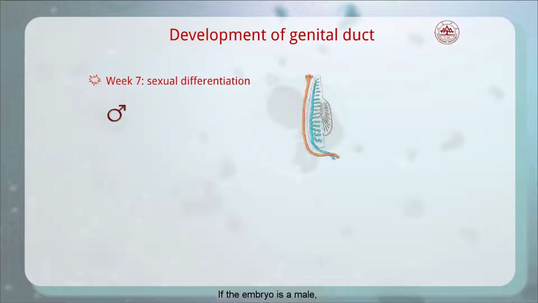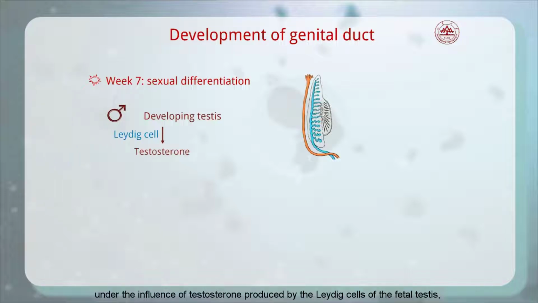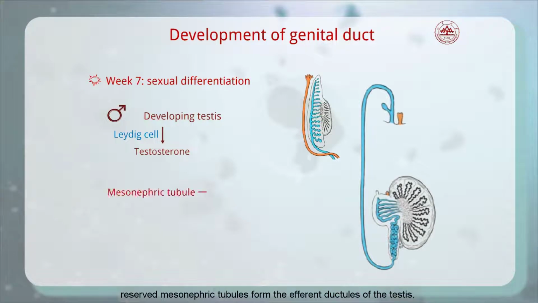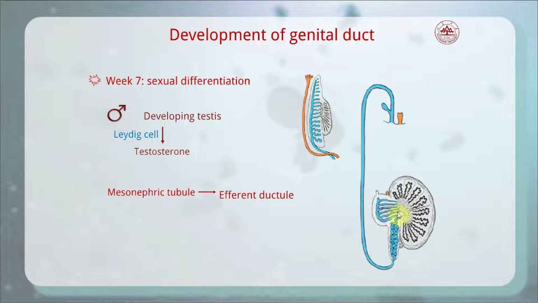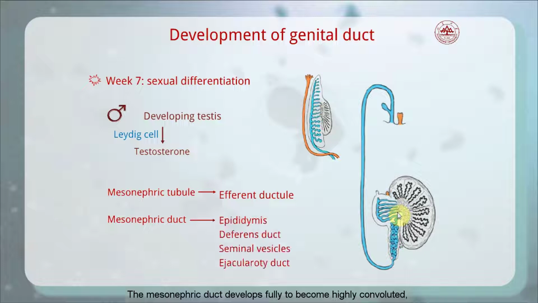If the embryo is male, under the influence of the testosterone produced by Leydig cells of the fetal testes, the retained mesonephric tubules form the efferent ductules of the testes. The mesonephric duct develops fully to become highly convoluted, forming the epididymis, ductus deferens, seminal vesicles, and ejaculatory duct.